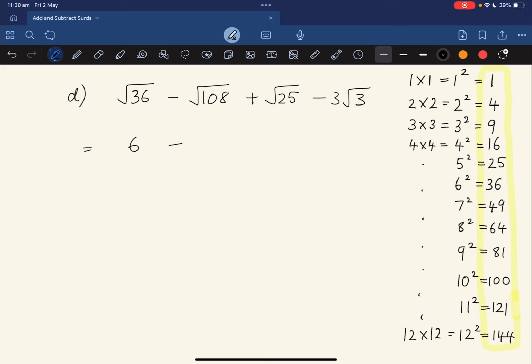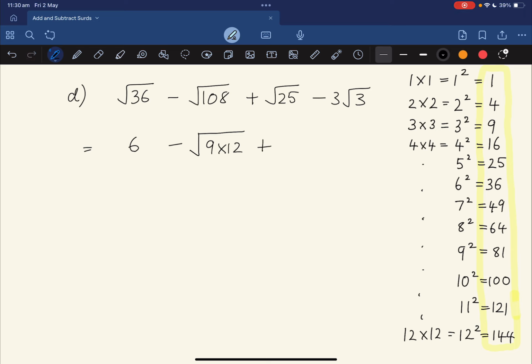Now, let's have a look. 108. What are some factors, if we go through, are there any factors here of 108? Now it's even, right? If you go through your times tables in your head, 9 12s are 108. But there's a few different ways to do it. I could see 4 there, but 4 is also a factor. But 9 is a higher factor. So you really want to be all over your times tables.